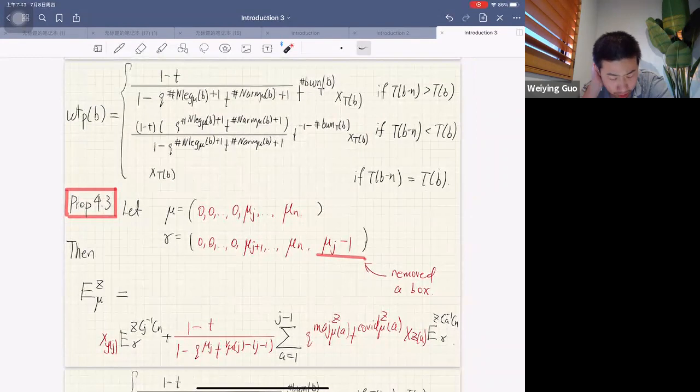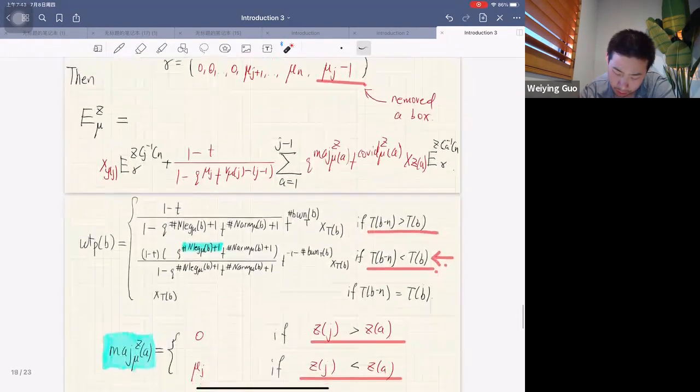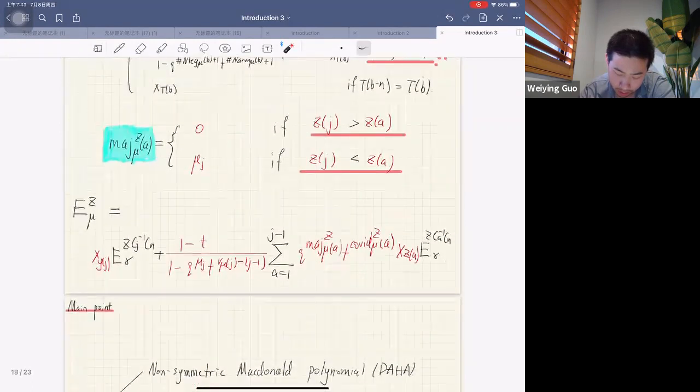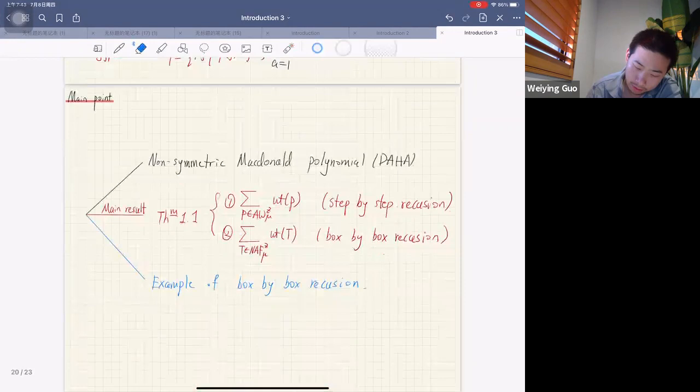Any questions regarding this? If there are no questions, then let's continue to see an example of our box-by-box recursion.